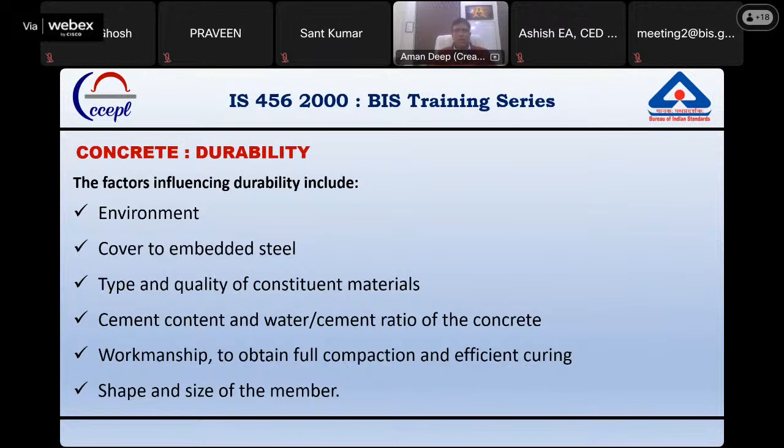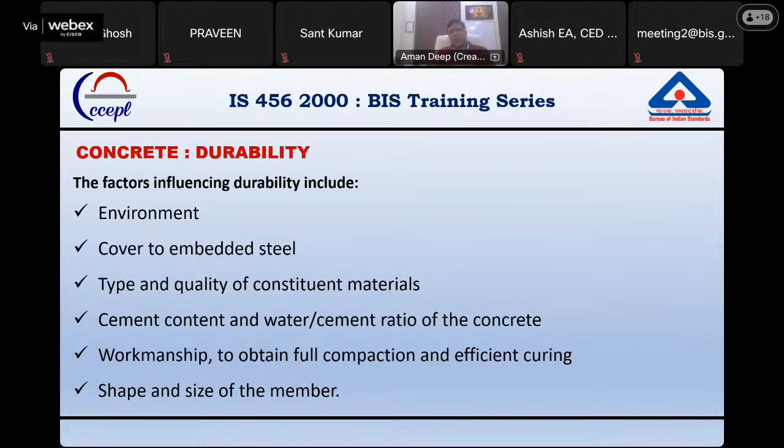Type and quality of constituent materials: as we discussed, the water quality, the aggregate quality, the cement quality, all these materials have a very important role to play when we consider durability. Coming to the cement content and water cement ratio of the concrete, these are also very important points we consider for the design mix.